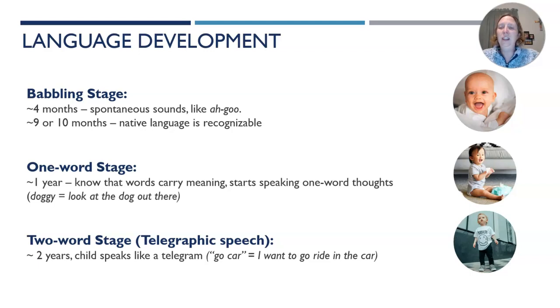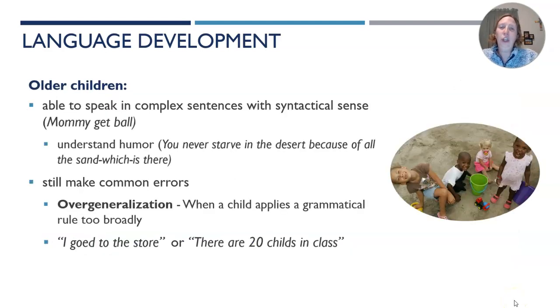The two-word stage develops around 2 years old. Sometimes this is called telegraphic speech because it's very, very choppy and they only use key words. And so a child speaks like a telegram. Go car might mean I want to go for a ride in the car. And then finally, older children, usually around late 3, early 4, can speak in complex sentences with syntactical sense. In other words, they learn how to put words in order. Why don't we just say that? I don't know. Like, mommy, get ball.